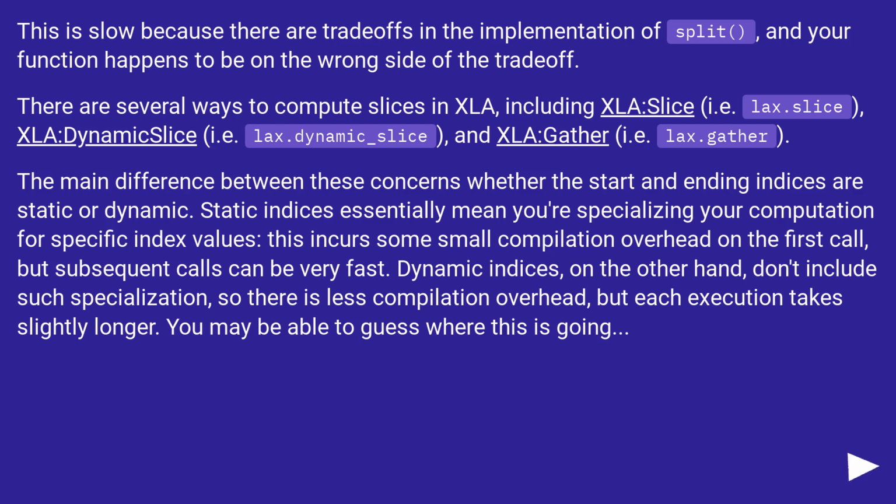Static indices essentially mean you're specializing your computation for specific index values. This incurs some small compilation overhead on the first call, but subsequent calls can be very fast. Dynamic indices, on the other hand, don't include such specialization, so there is less compilation overhead, but each execution takes slightly longer. You may be able to guess where this is going.